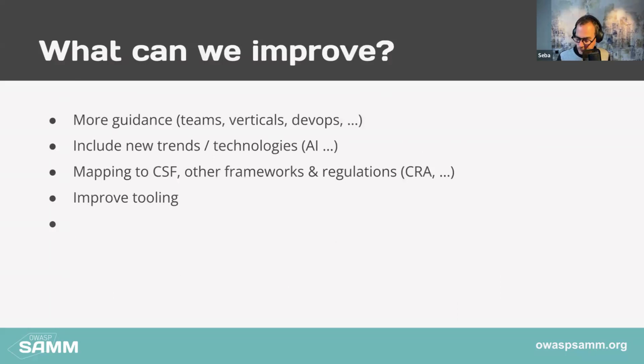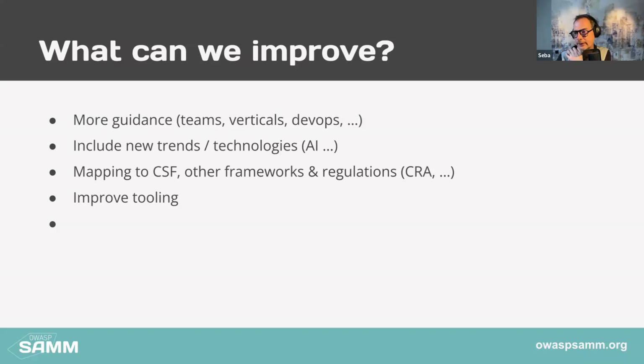We've also had quite some good input in terms of what we can improve with the project. More guidance, even more guidance on how to apply this on a team level in different verticals, for DevOps and so on. Also questions on how to include new trend technologies. Not surprisingly, AI and machine learning came up quite some times. And there's also still quite a big demand for mapping, specifically to NIST CSF, but also to other frameworks and even regulations like the European Cyber Resilience Act and others. And also quite some remarks on the tooling that we're making available.